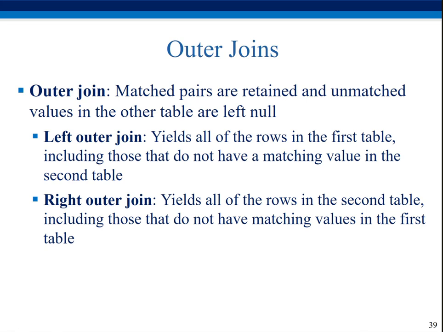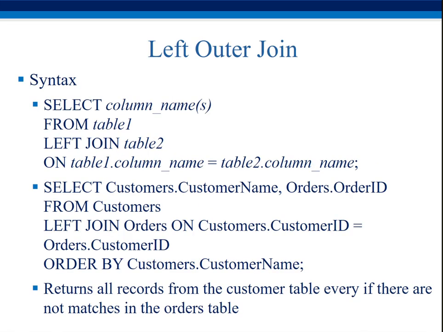So basically, it gives you all the rows of the first table, including those that don't have a matching row in the second one, and the right is just reversed. So here is the syntax for that. So you're going to select from table, left join, and you can use just join. You don't need to worry about outer join. And select customers, and you can read the rest of it.